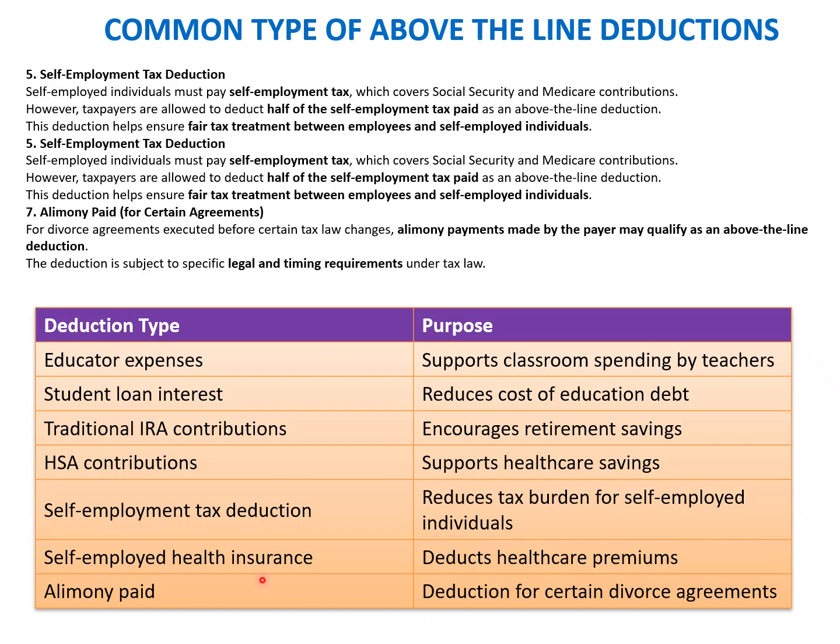Next is the self-employment tax deduction, whereby an individual can claim 50% of the self-employment tax that they have paid. Then self-employed health insurance, and finally alimony paid under certain agreements. So we have the educator expense, which supports classroom spending by teachers; student loan interest, which reduces the cost of education debt; traditional IRA contribution, which increases retirement savings; HSA contribution, which supports healthcare savings; the self-employment tax deduction, which reduces the tax burden for the self-employed individual; self-employed health insurance, which deducts the healthcare premium paid by self-employed individuals; and alimony paid, which is a deduction of a certain amount under a divorce agreement. So we'll move to the next slide.